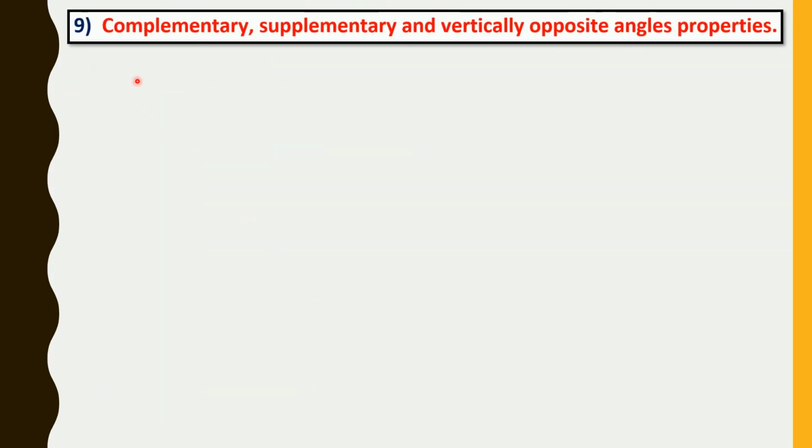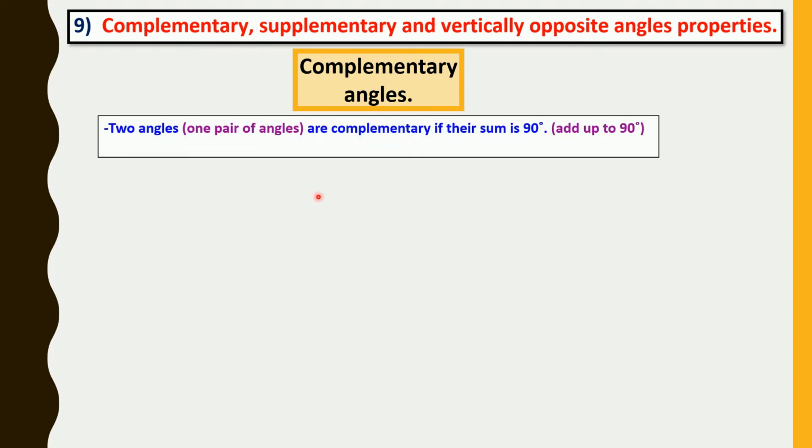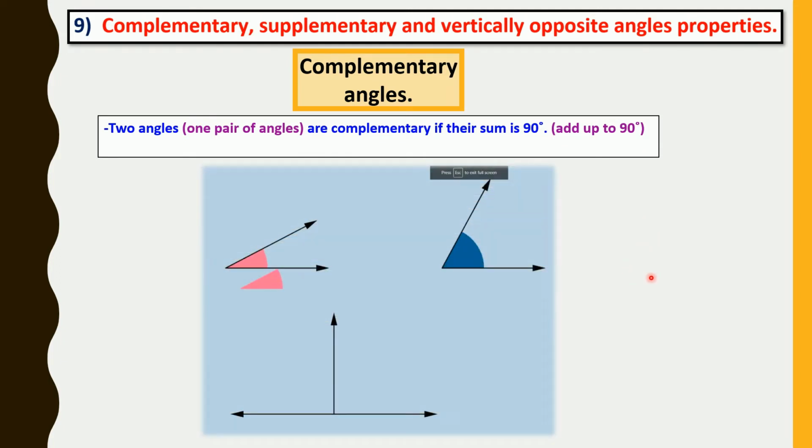Now, part 9, complementary, supplementary, and vertically opposite angles properties. Now let's start with complementary angles. Two angles or one pair of angles are complementary if their sum is 90 degrees. So they add up to 90 degrees. Let's watch this animation here. These two angles, if you put them next to each other, they form a right angle.